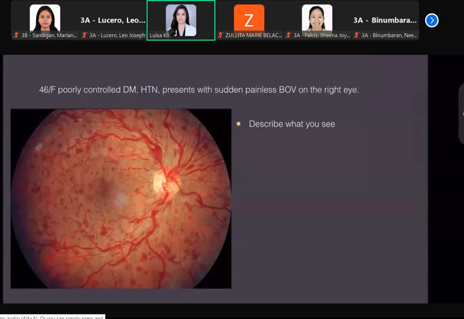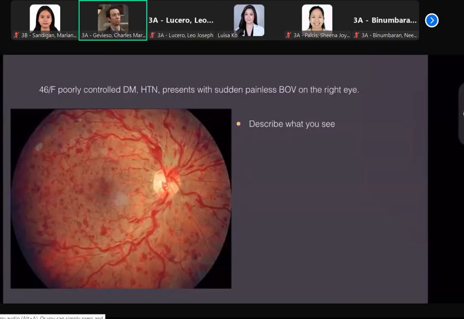What do we see? Dot and flame shaped hemorrhages, Doc. First, we describe the disc. Yellow disc with distinct borders, yes. CD ratio 0.4. AV ratio is probably 1:4. I would say 1:4, 1:3.